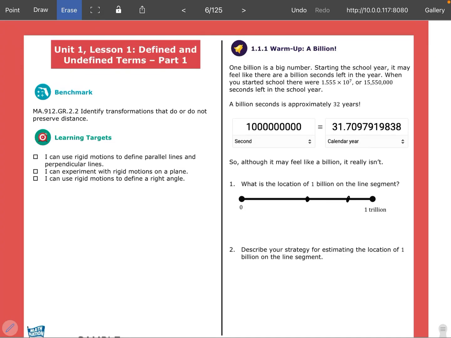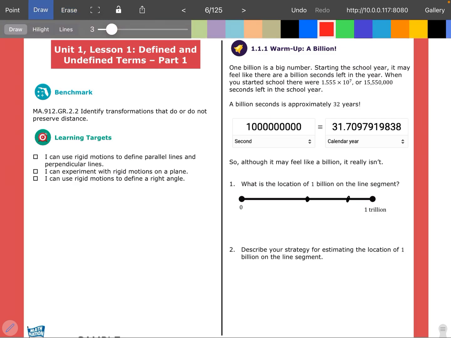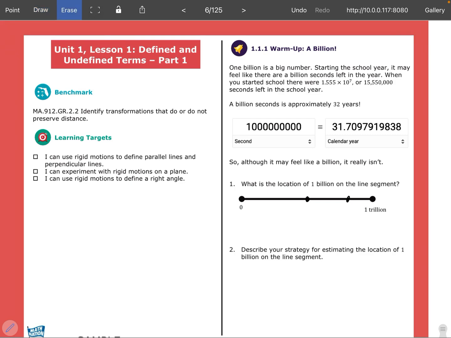Hey everybody, this is Mrs. Henry. We are going to look at the very first lesson in geometry, which is on defined and undefined terms, part 1. Make sure that you have some patty paper with you, maybe a straight edge or a ruler, and of course a pencil.